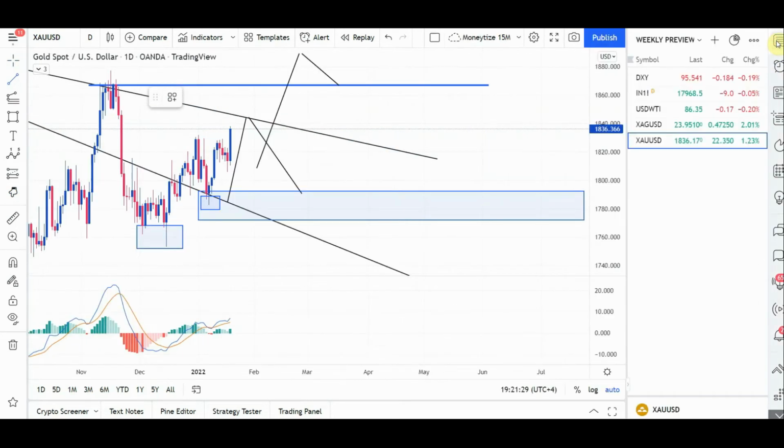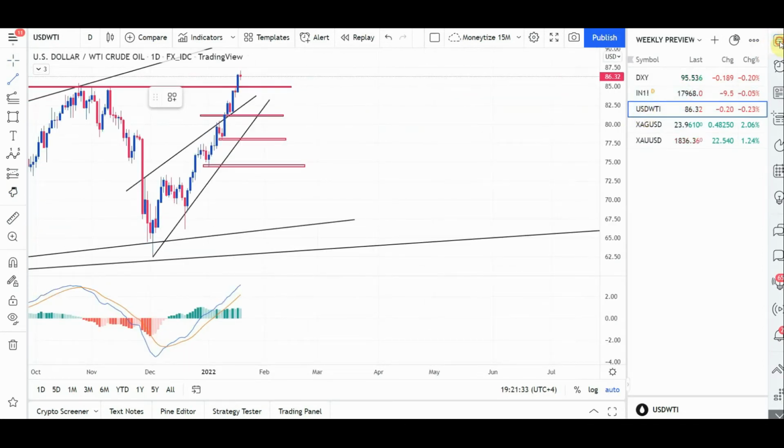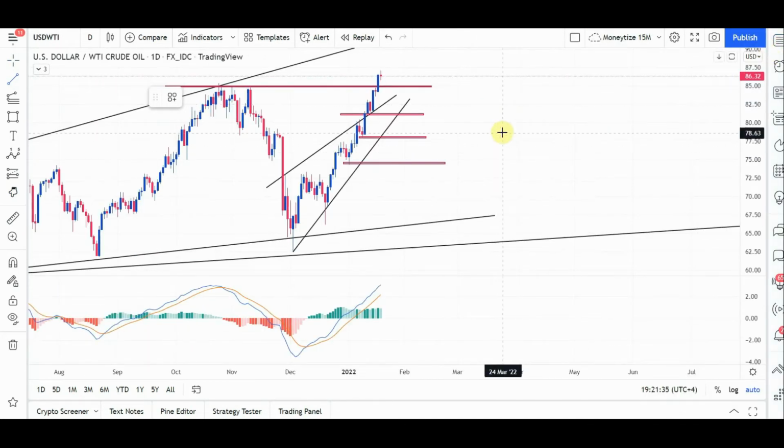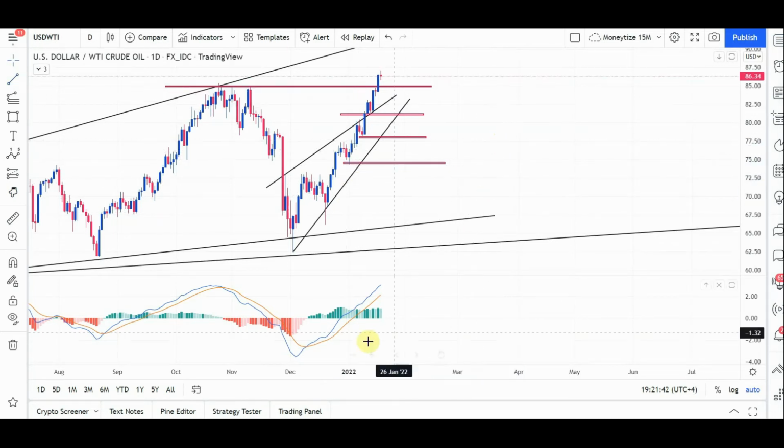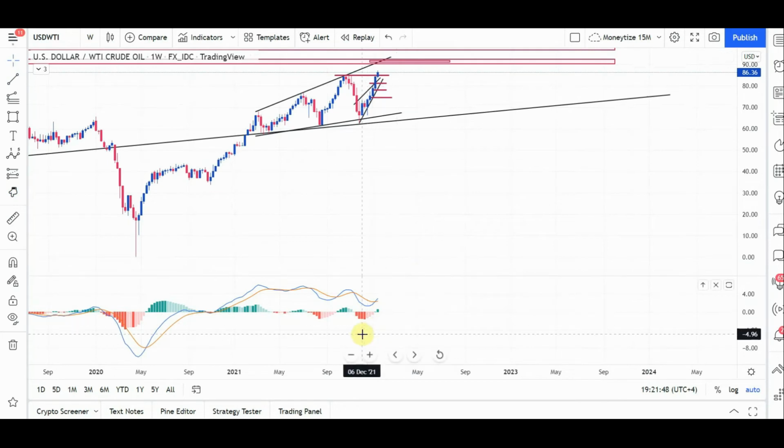Now let's move on to US WTI, which is crude oil. Crude oil is also in a massive bullish run. There are no signs against on daily on MACD. Neither do we have any signs against on weekly. Everything is bullish. And I want to explain to you how I got this target area.